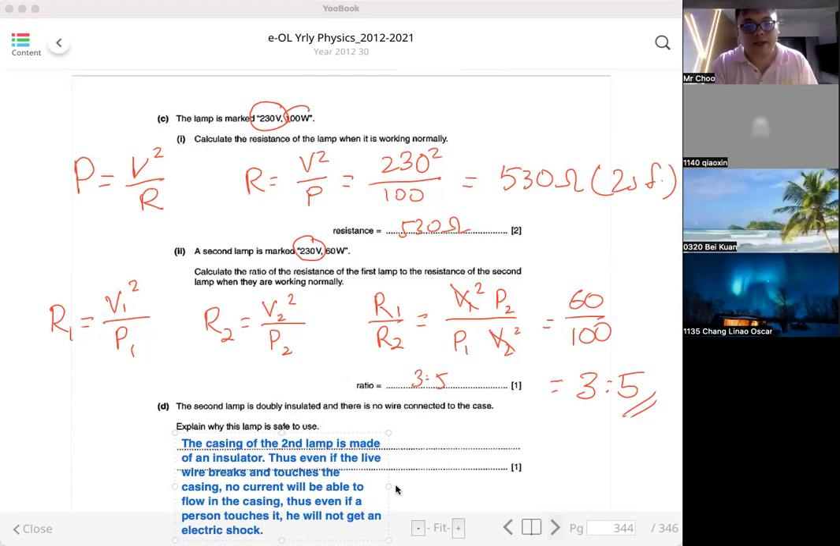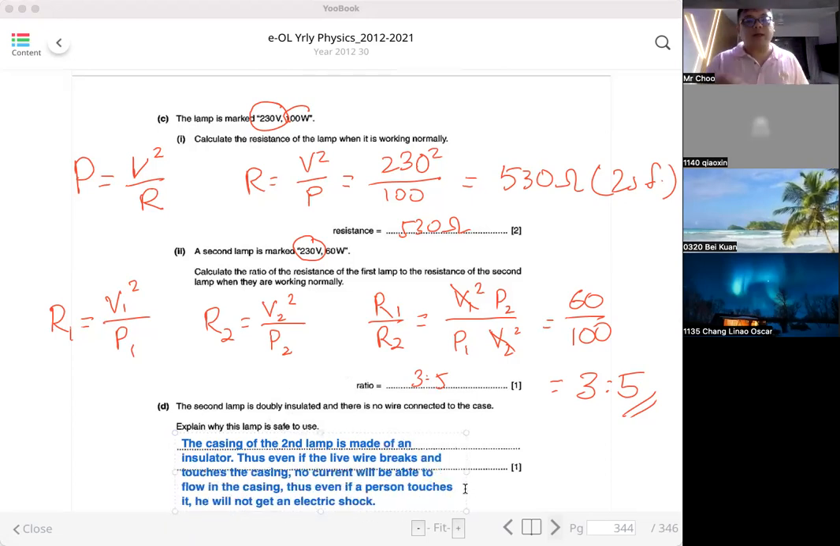Okay, so the casing itself is not metal, it is already an insulator. So when your wire inside were to break and touch, it will also not make you have an electric shock. Okay, so can you type this out now? Once I see your answer, I call your name, you may leave.